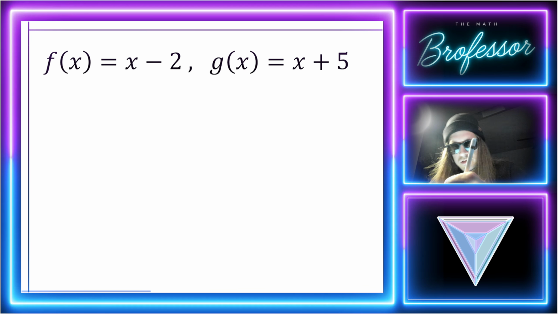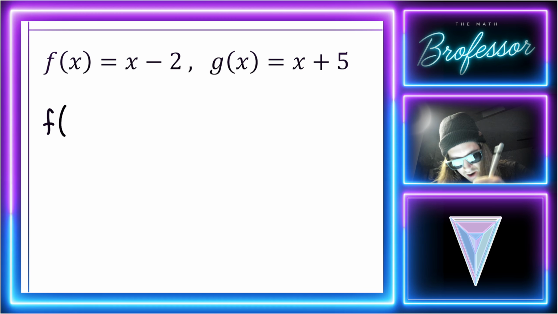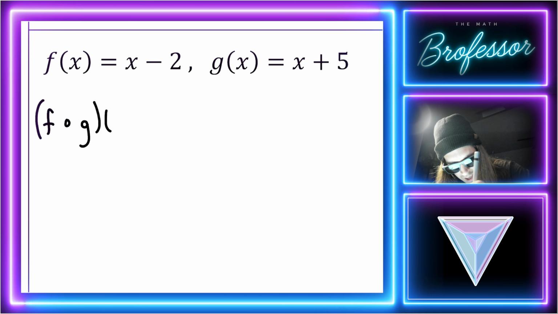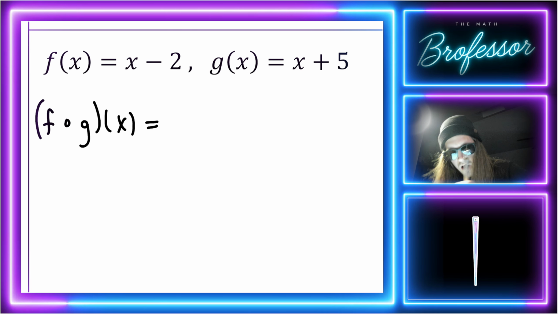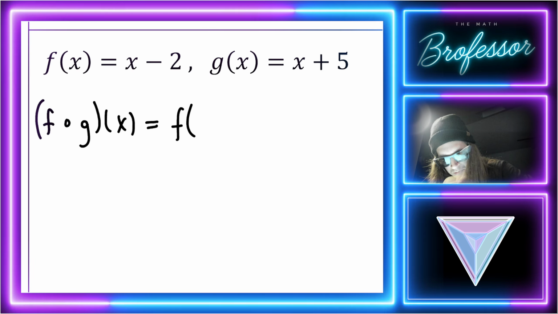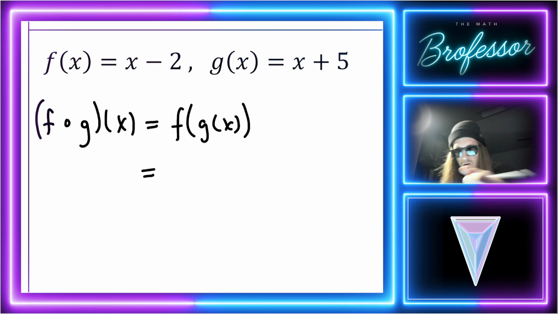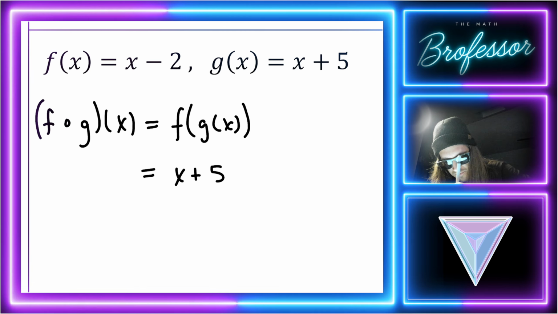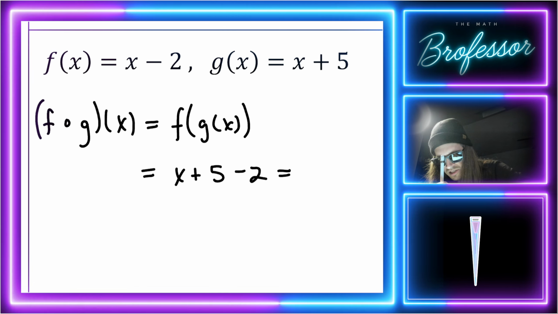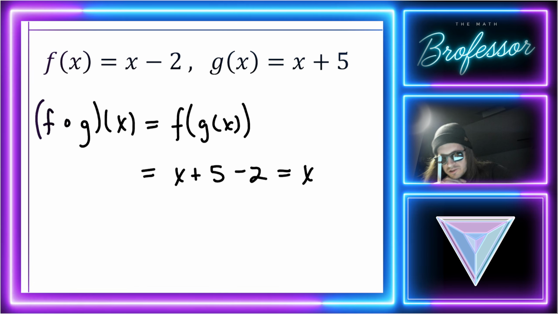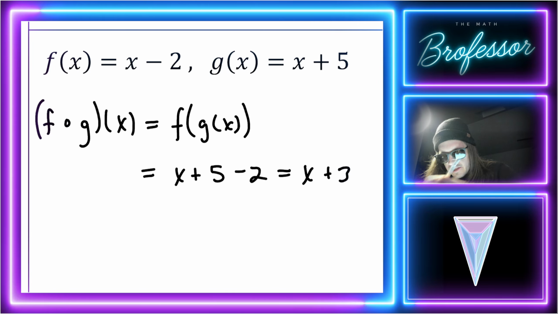So first, we'll do composition, f of g of x. Let me write down the full explanation here. That is f parentheses g of x. And that here would be x plus 5 minus 2, which is x plus 3. X plus 3, just like that.